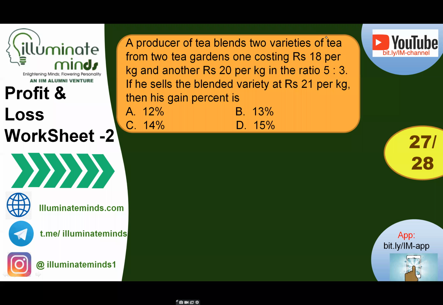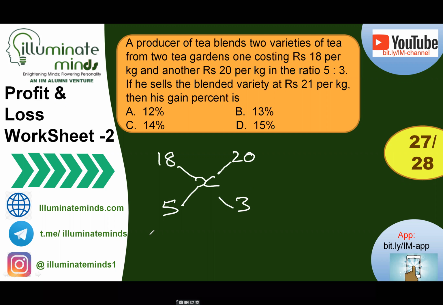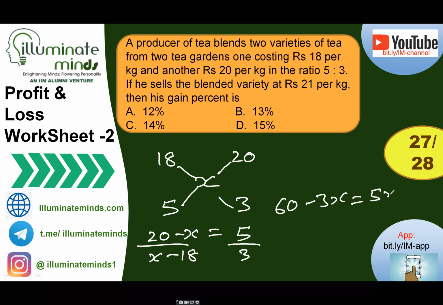So a producer of tea blends 2 varieties of tea from 2 tea gardens, costing rupees 18 per kg and rupees 20 per kg in the ratio 5:3. So it's still the same question of alligation: 18 rupees, 20 rupees, 5:3. This is the average. So right, we'll solve it. 20 minus x is 5, x minus 18 is 3. So 60 minus 3x is equal to 5x minus 90, so 150 by 8 is equal to x, right?